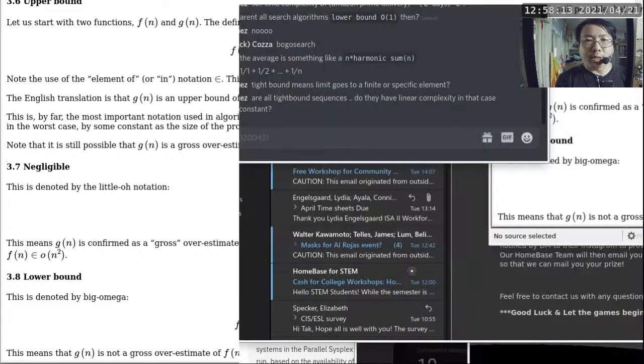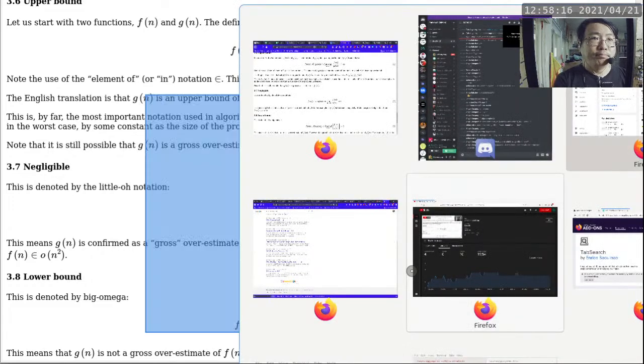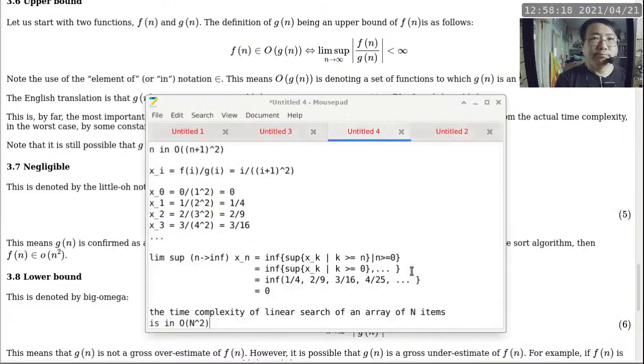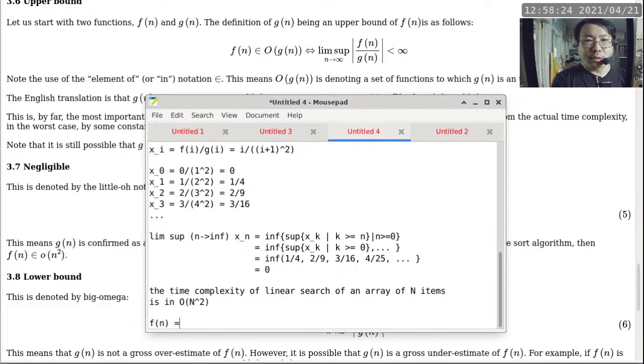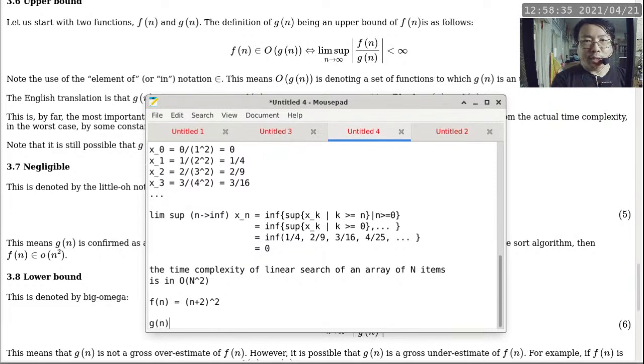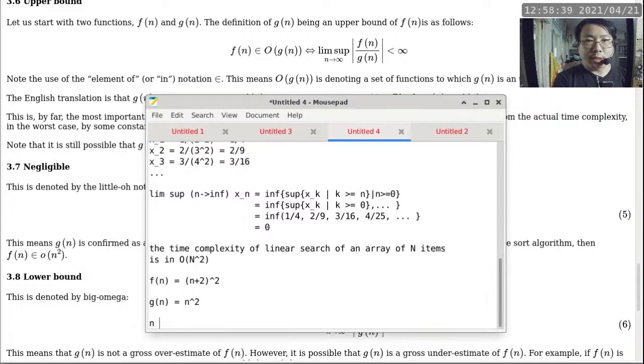Let me give you an example of a tight bound. Here we go. Let's take f of n as (n plus 2) squared, and then we'll look at g of n as just n squared. And then we say n is greater than or equal to 1 so that we don't have to deal with the division by 0 thing.